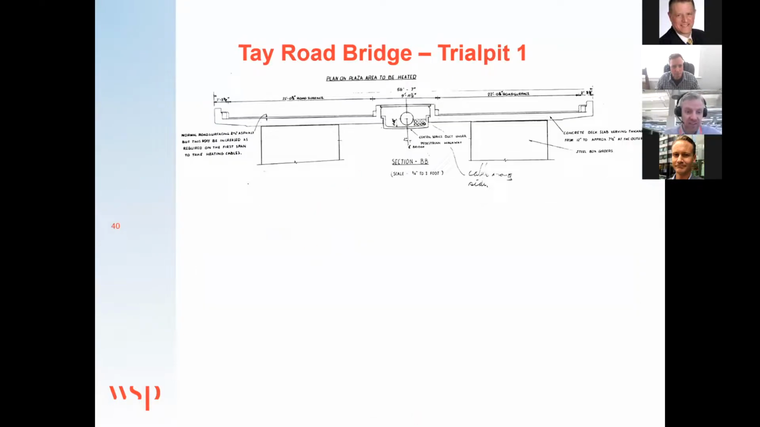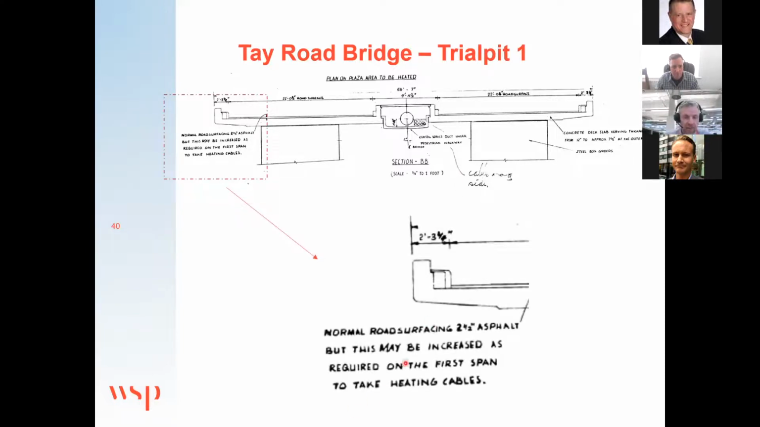Let's look at what the drawing said. So this is a drawing from the 1960s, and we saw this one. Now, the client didn't realize this, didn't know anything of this. The radar did. So let's look closely at what this drawing says. It says inches, great. So it's in inches, and it's much easier for everybody to understand. Probably 2.5 inch asphalt, but this may be increased, required for the heating cables.